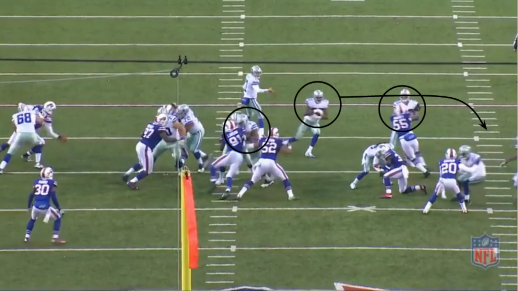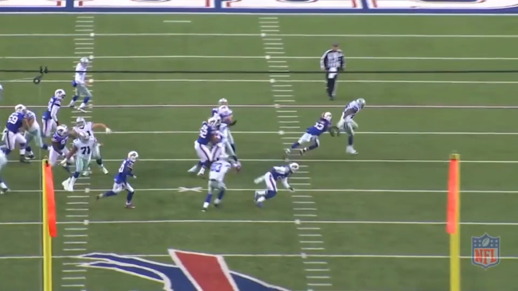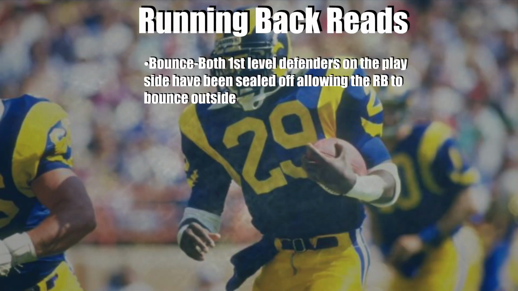Here we can see Cowboys running back Darren McFadden correctly identifying that Jason Witten and Tyron Smith have both successfully reach blocked a defensive end and a 3 technique, giving him a clear alley to the outside where he makes a big gain. Now we will take a look at a bang read.